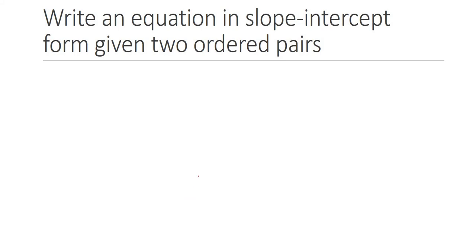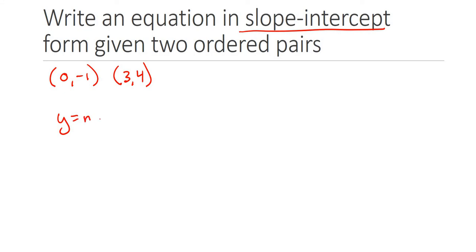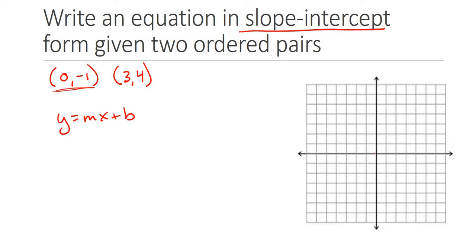Now, if we want to write an equation in slope-intercept form when we've been given 2 ordered pairs, let's say I tell you that the point (0, -1) and the point (3, 4) are on a particular line, and I want to write an equation in slope-intercept form. So again, using y = mx + b. From looking at this equation, when I plot (0, -1), that's the y-intercept. So b is -1. All I need to find is the slope.